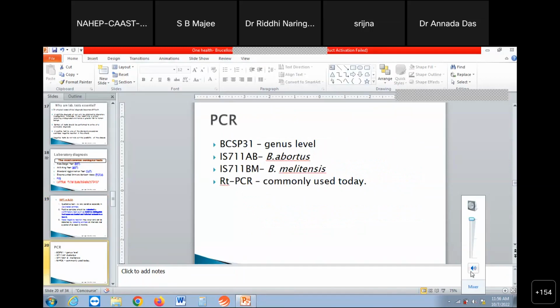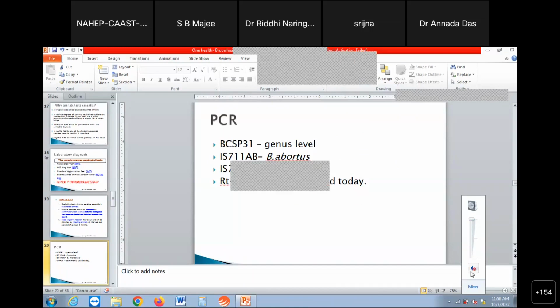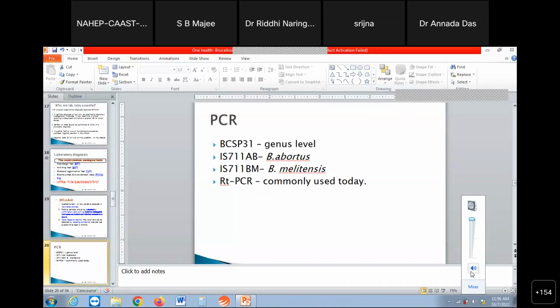So we go to the next slide, that is on PCR. Now these are very preliminary. I just put this slide to tell you that BCSP31 is the fastest and the sturdiest PCR developed today. Any laboratory can do this PCR just to detect the organism up to genus level. You can do it from serum, from blood, and also from infected tissues. All these need to be standardized at your level. I am not going into the details because this is not a diagnostic lecture.